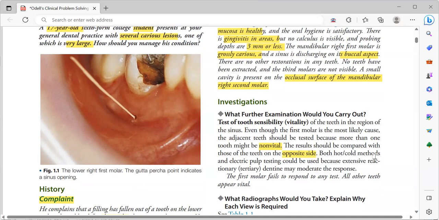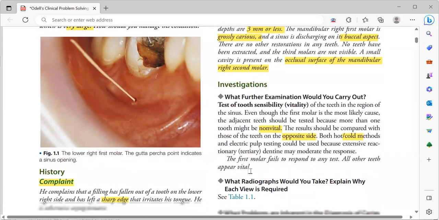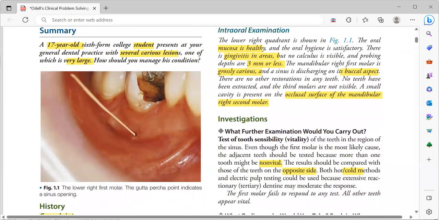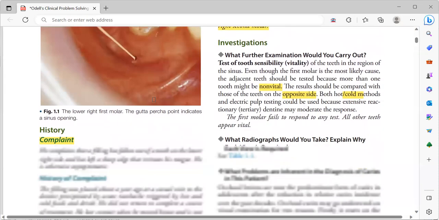Okay, so both hot and cold methods and electric pulp testing could be used because extensive reactionary dentin may moderate the response. We can use any method like hot, cold, and electric pulp testing. But to be honest, more likely what we are using is the cold spray. The first molar fails to respond to any test. All other teeth appear vital. So most likely, this is the non-vital tooth.